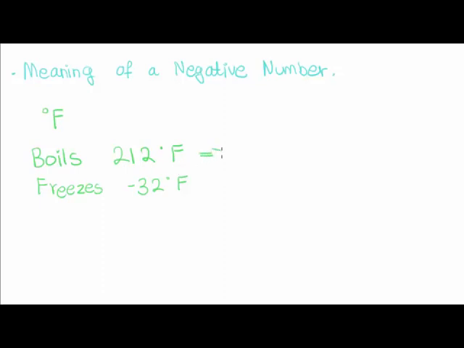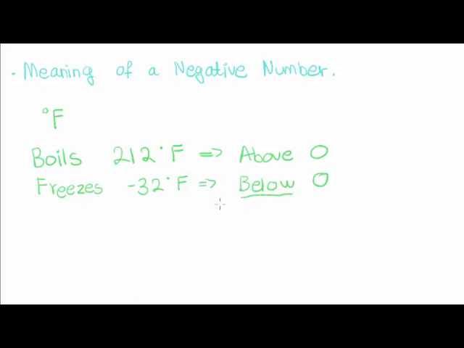Now, what it means is that this can be translated into words, if you want to translate it into words, that water boils 212 degrees Fahrenheit above zero, or 0 degrees Fahrenheit, but I won't write the Fahrenheit over here. And what this means is that if the temperature drops 32 degrees Fahrenheit, water will start to freeze. Okay? So, all the negative means is that it really translates to, in many cases, the word below.